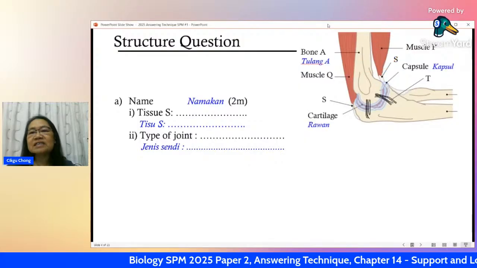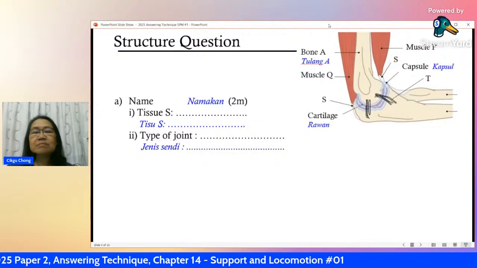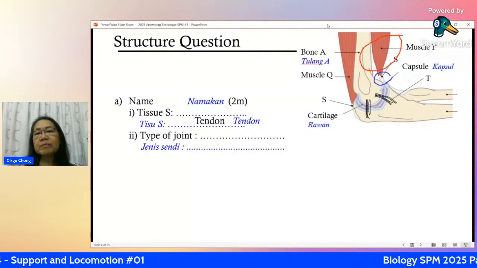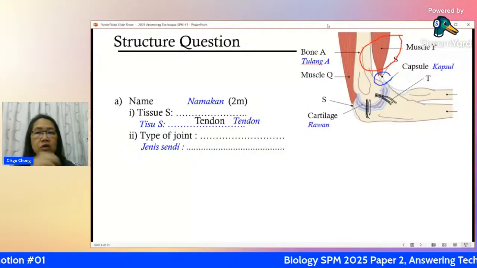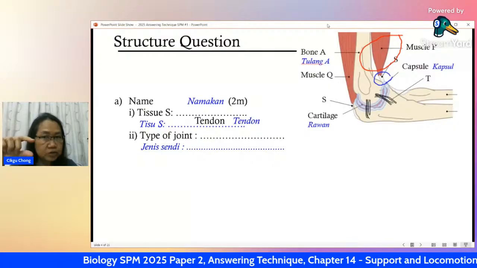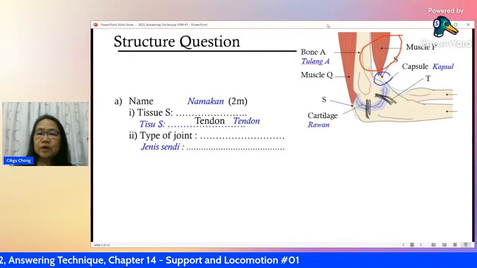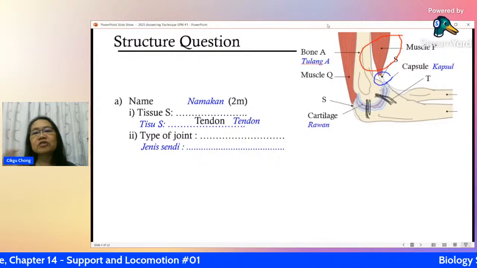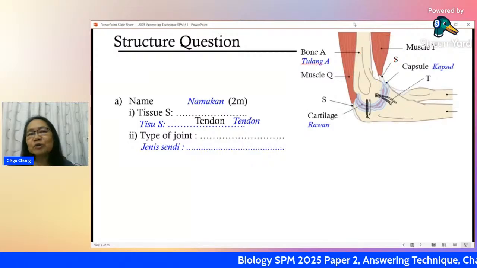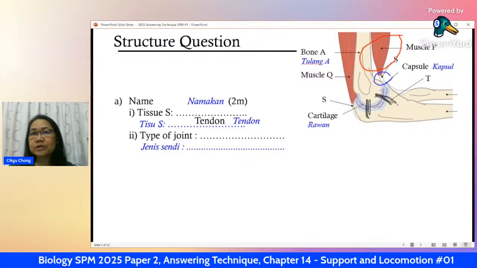I see some response here. JP says S is tendon, T is ligament. Very good. S is tendon for sure. Remember, tendon is the tissue that connects the muscle to the bone. If you see that muscle is connecting to the bone through this tissue, it has to be the tendon. S comes in a later question. T is the ligament. You know it's T because T is connecting bone to bone, and that is the ligament.